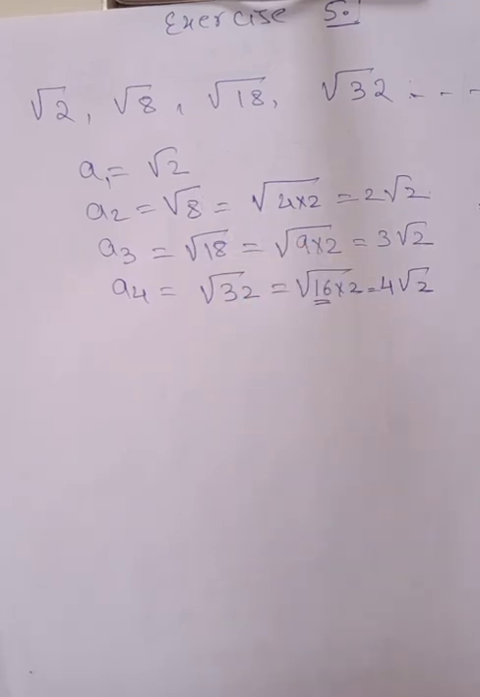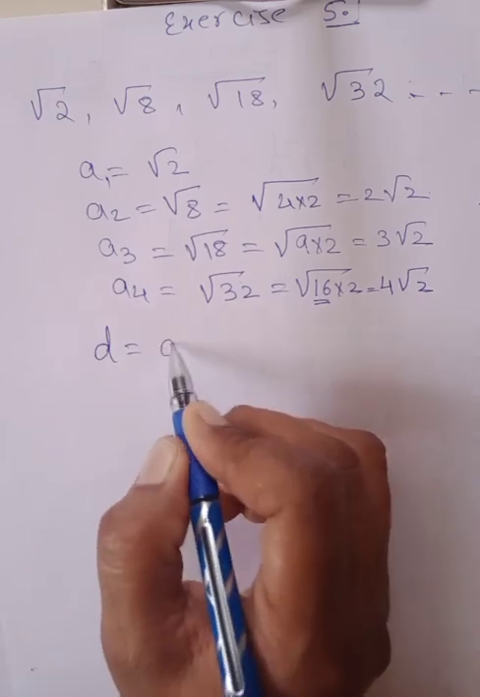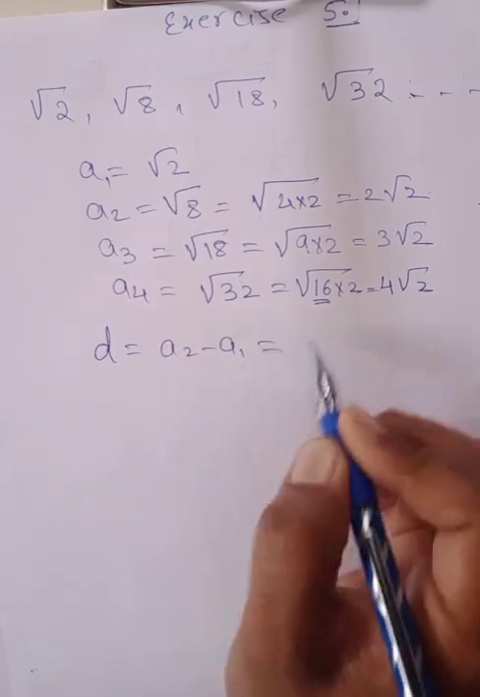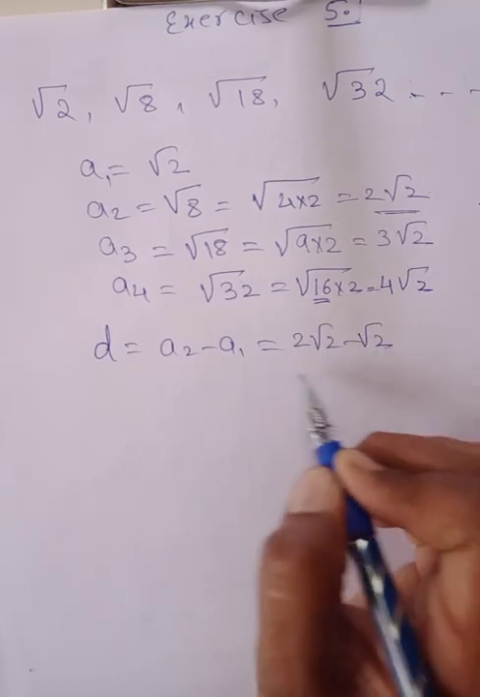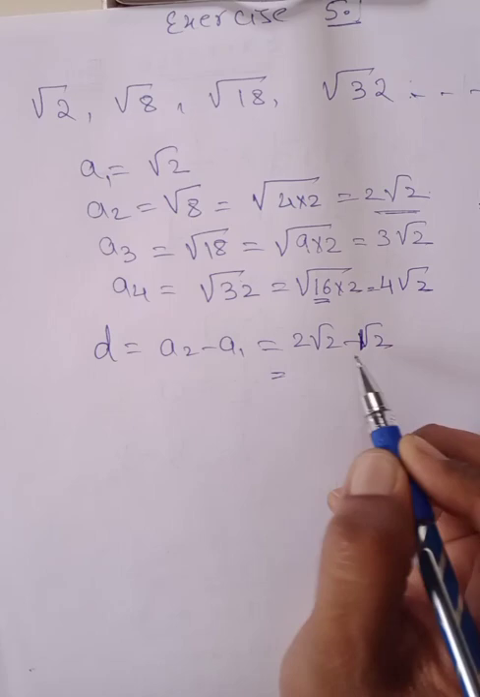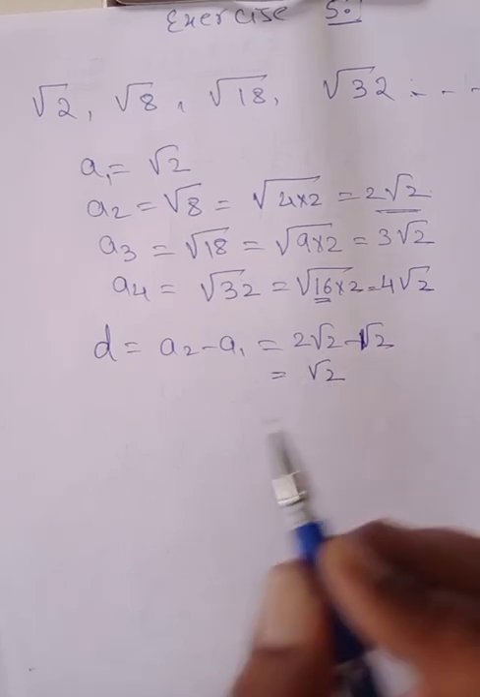Okay, now simplified. Now what I am going to do, I am finding the difference. Difference D is what? A2 minus A1, which is equal to, what is our A2? It is 2 root 2 minus root 2. See here, nothing means it is 1. 2 root 2 minus 1 root 2 is root 2. Yes, the difference I have got between these two.